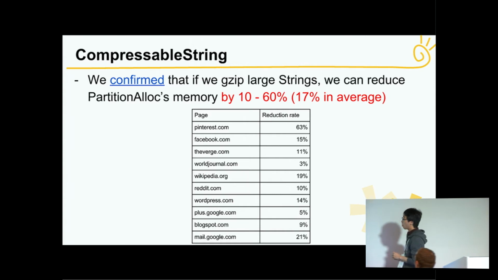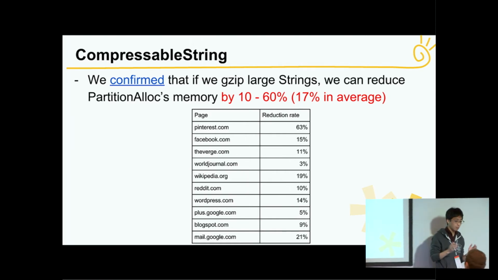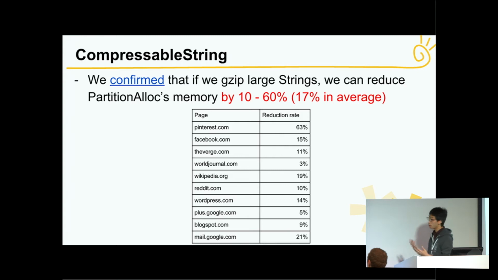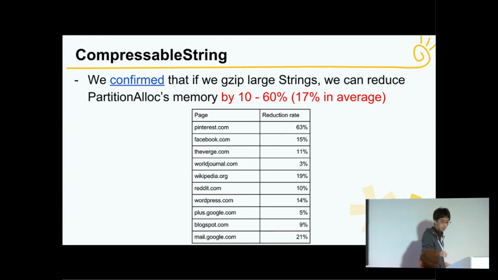So according to our experiments, we confirmed that if we gzip large strings, we can reduce PartitionAlloc memory by 10 to 60%. So 17% on average in these websites.